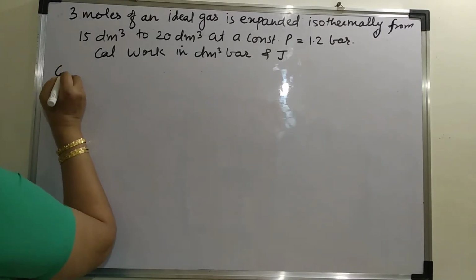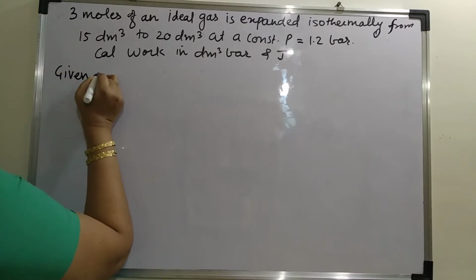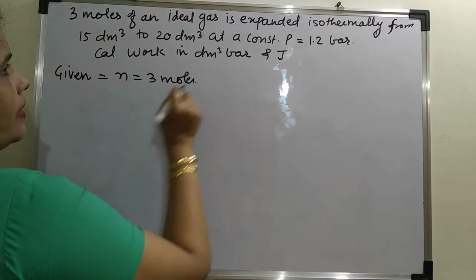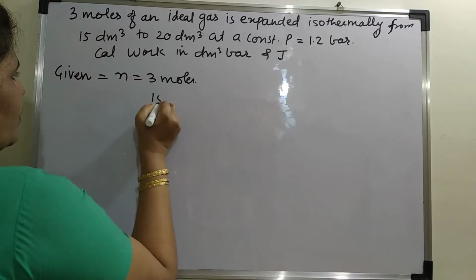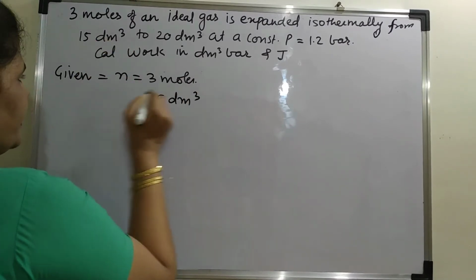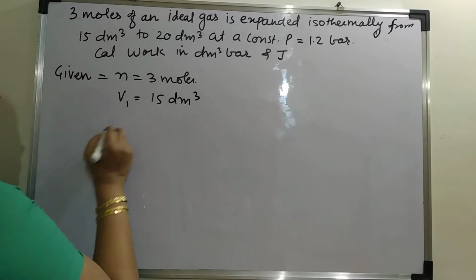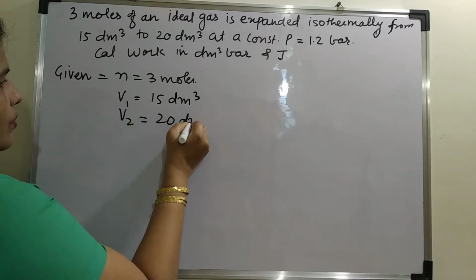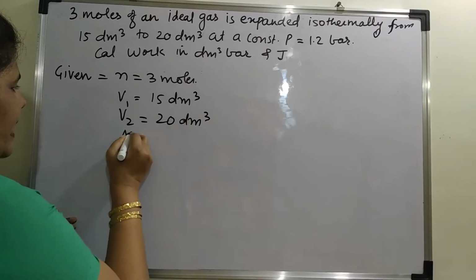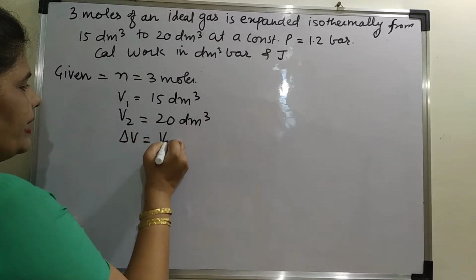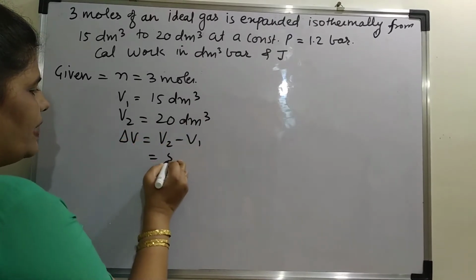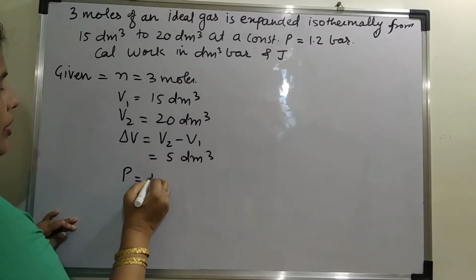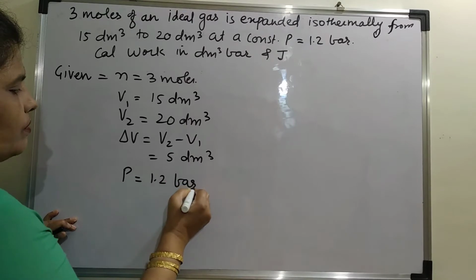First you write down given. They have given n is equal to 3 moles. 15 dm cube is the volume, that is your V1. V2 they have given, that is 20 dm cube. I can calculate delta V, that is V2 minus V1. It will give me 5 dm cube. And the constant external pressure they have given is 1.2 bar.